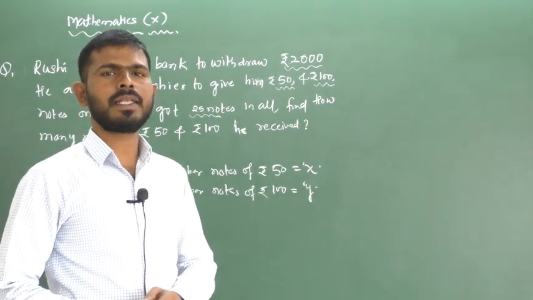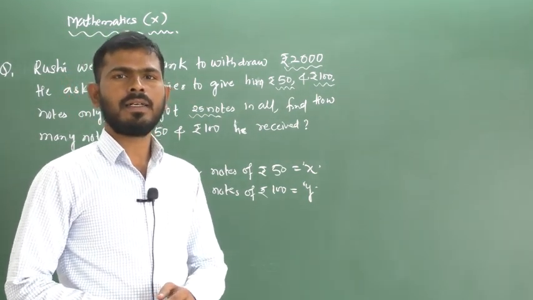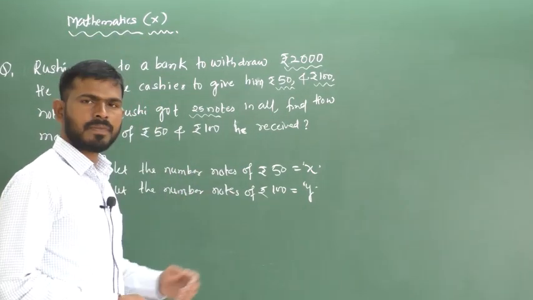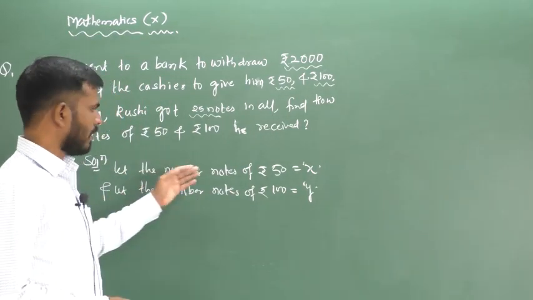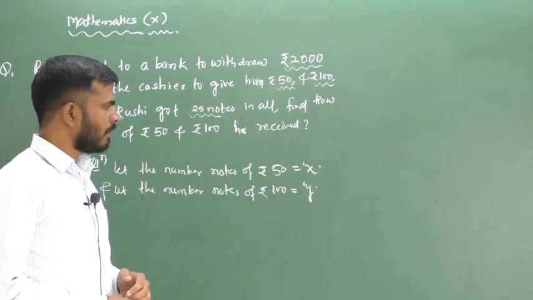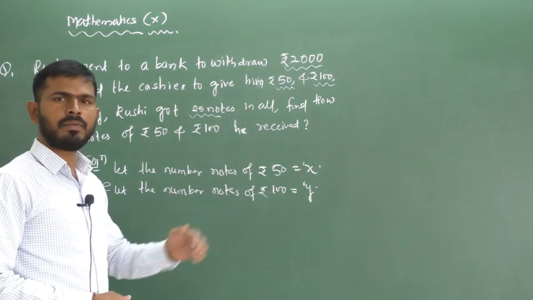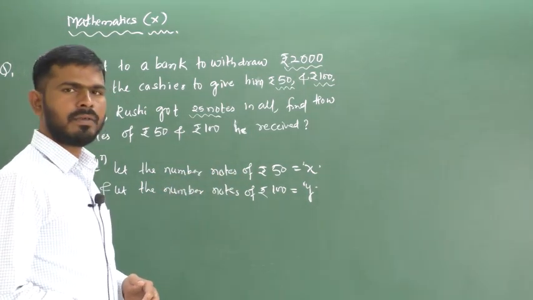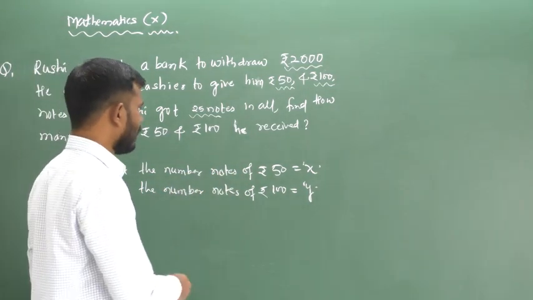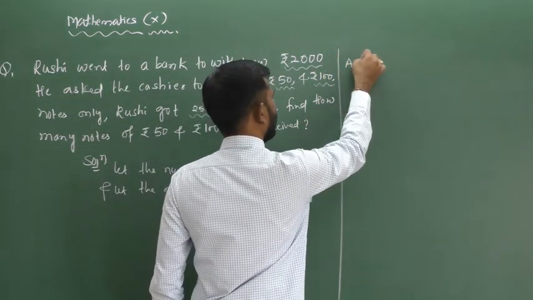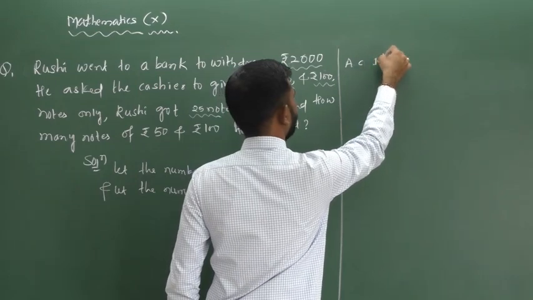Only in some special cases can you consider just one variable to get the answer. Here you can use two variables. Let the number of notes of rupees 50 be x and the number of notes of rupees 100 be y. Now, according to the first condition, you can write.